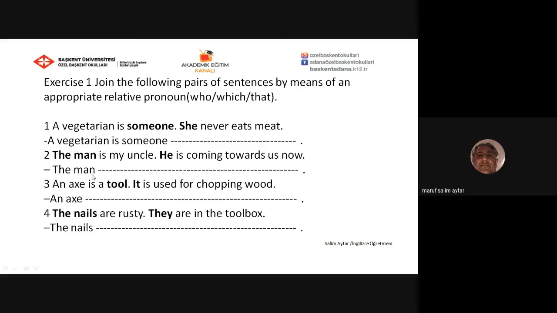The man is coming towards us. Which man is coming towards us? Can you please tell who the man coming towards us is? Number 3, an axe is used for chopping wood. An axe. Can you give me information about which kind of tool is an axe? 4, the nails are rusty. Can you tell me which nails are rusty?